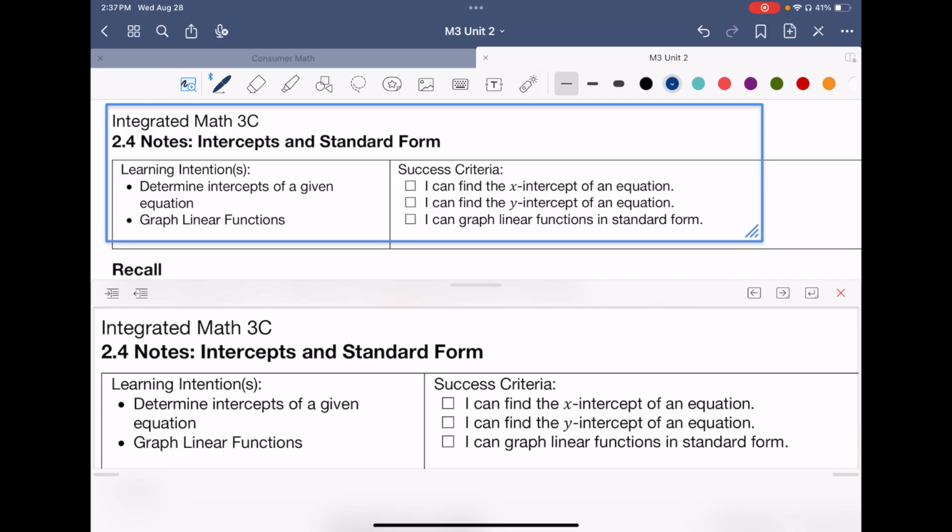Hi everyone. Today for 2.4 we are going to discuss intercepts and look at standard form of linear equations. Go ahead and pause the video and do the recall.